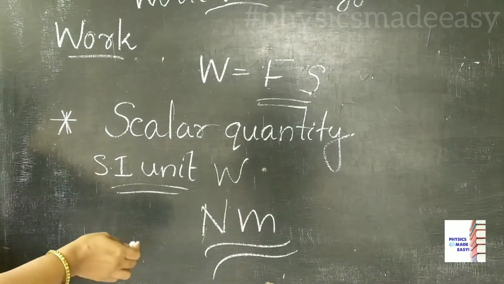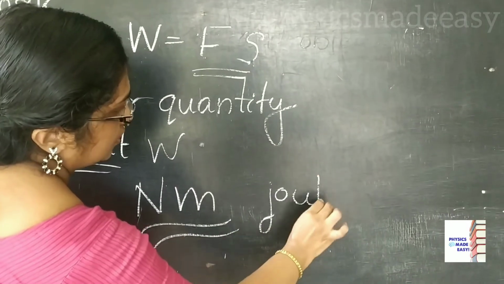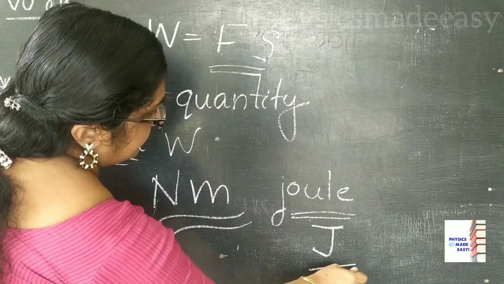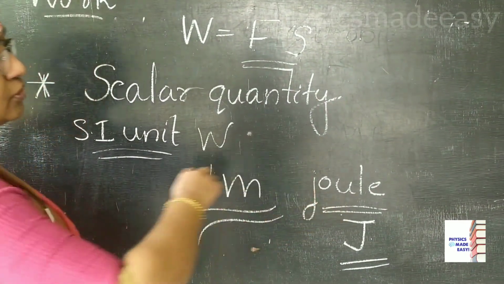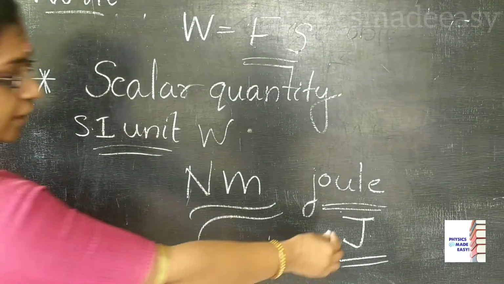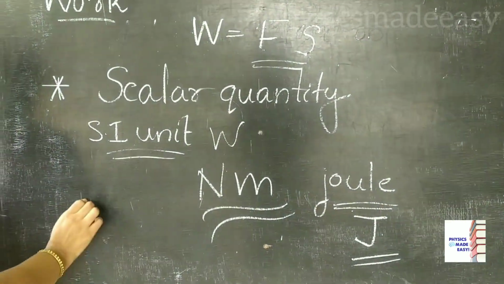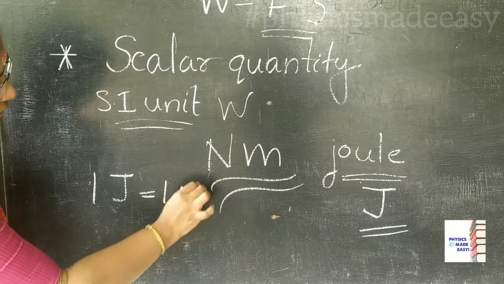In honor of a scientist, we have another unit, that is joule. It should be written like this, or we can use the capital letter J. If you are writing the word here, the starting letter should be a small letter, or you can use this capital J, that is the unit. So here we can write 1 joule is equal to 1 Newton meter.